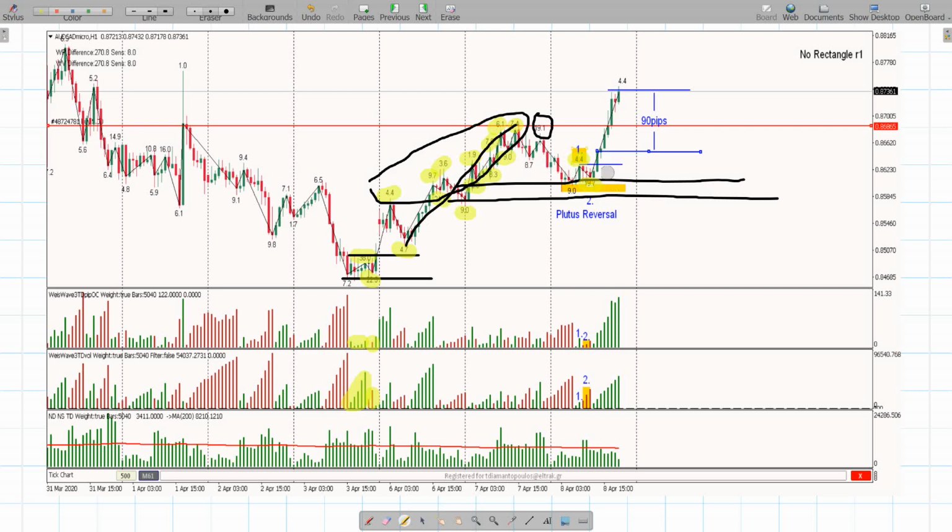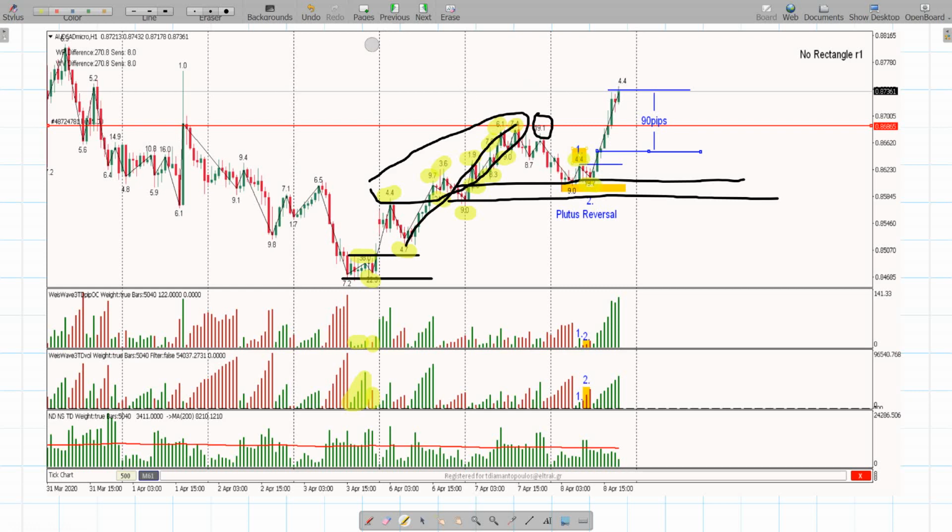So what do we do? We draw our levels again and wait, only if it breaks it's confirmed, because it could be a push down. You don't know if it's a push down yet. Okay, and it did break and we went up 90 pips. Very nice.